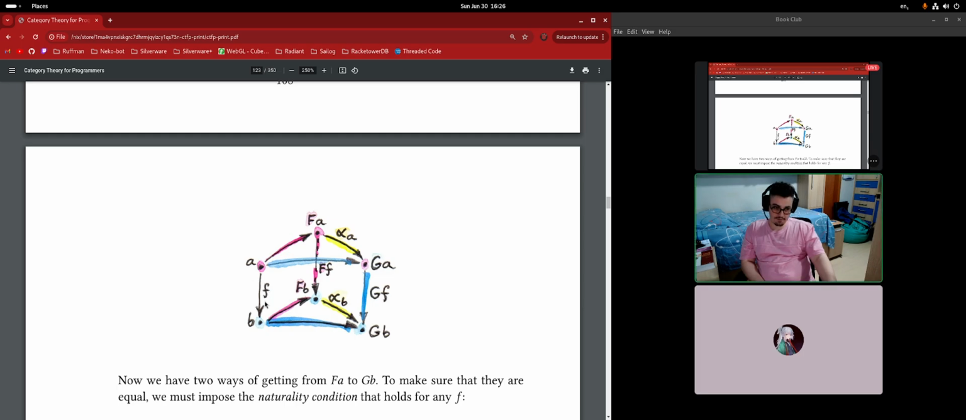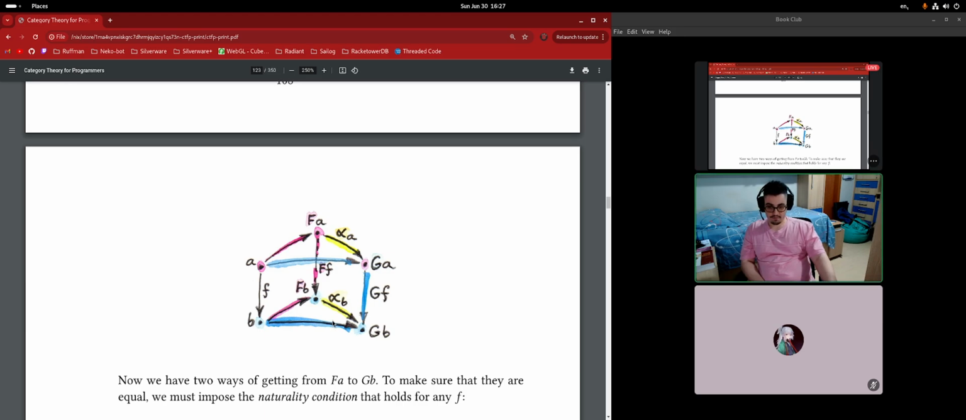If you take f, you're going to go to B. If you apply capital F to f, you're going to go to, well, this is the conclusion. Let's do this later. So if you take A and you apply capital F, you're going to go to F of A. If you take B and you apply F of B, you're going to reach this point here in the middle.